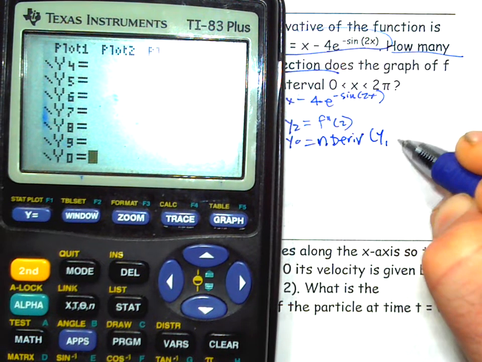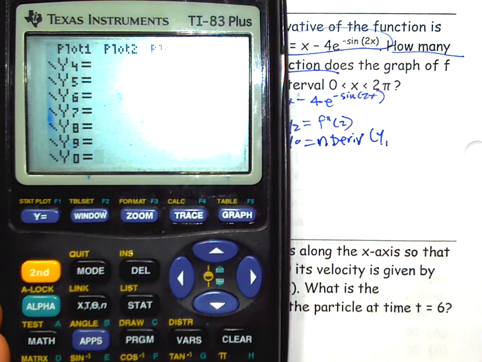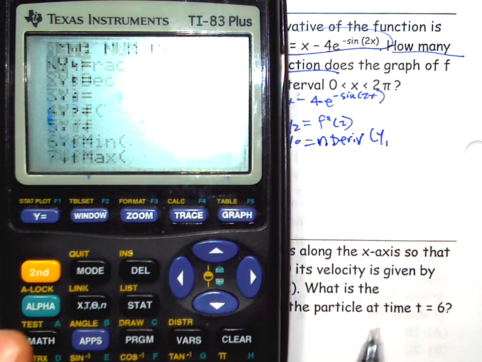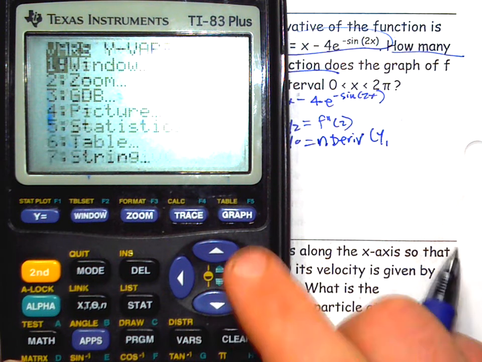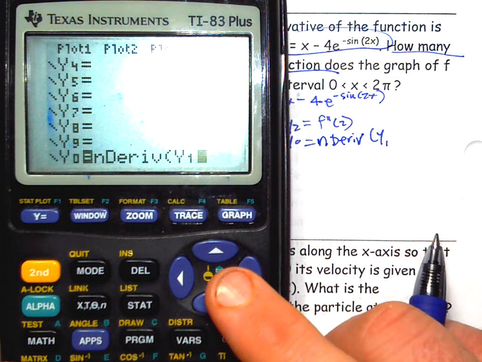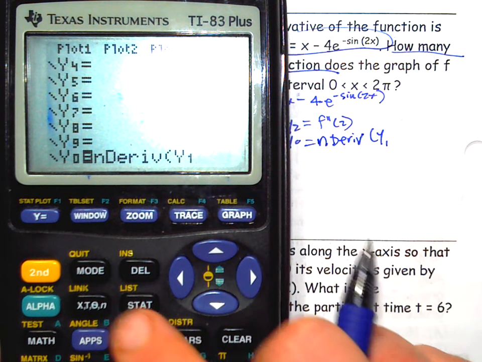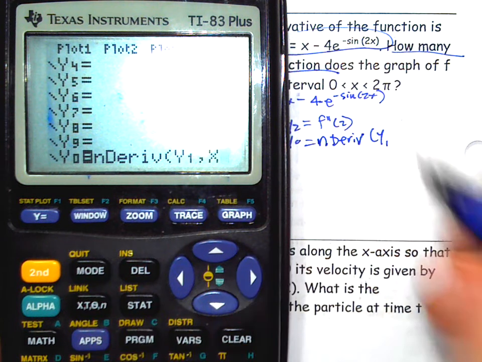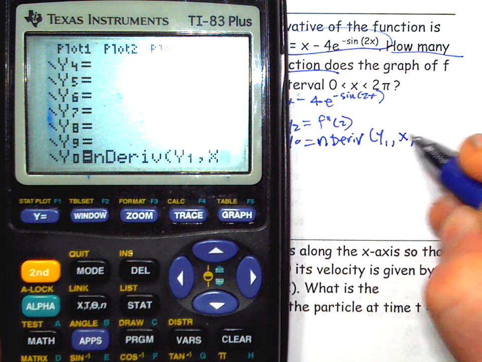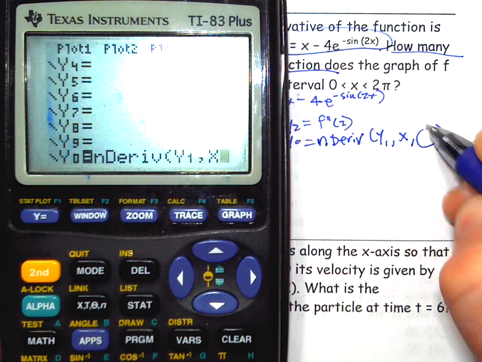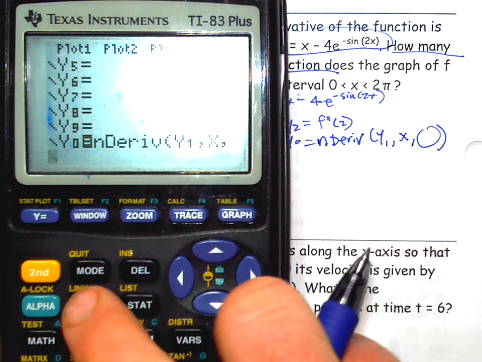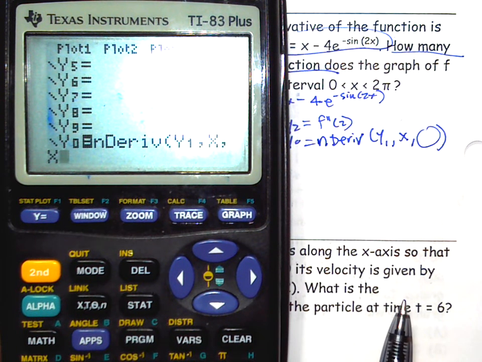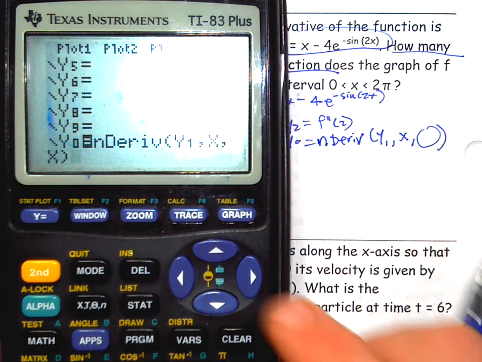So what I'm going to do is down here in y0 go math a and derive and tell it vars y vars function y1 comma x. So you always have to say what you want to take the derivative of, and then usually you put the number, the value you want, but I'm going to say x. And what that's going to do is calculate all the derivatives in the x window from my window and graph them. And so this is kind of a cool trick.